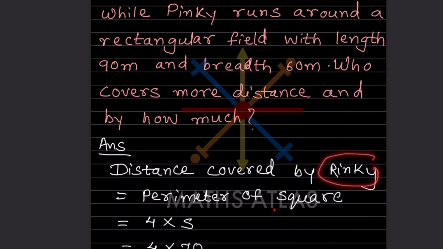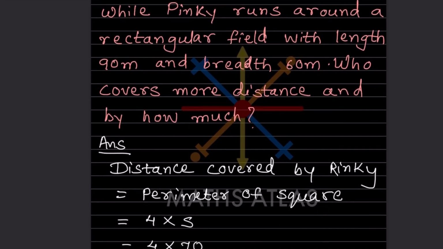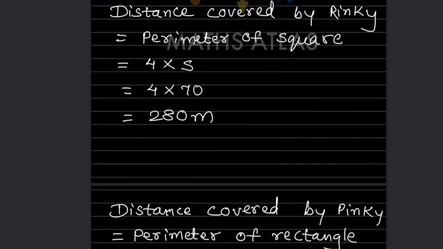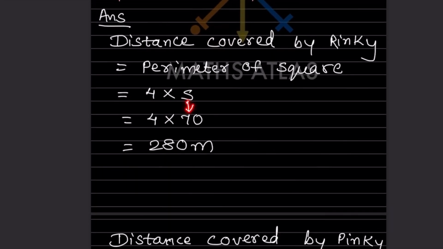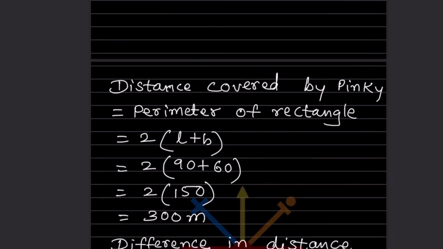So distance is, wherever she is, see this is a square field. So distance is nothing but the perimeter. So we will see the perimeter of the square. That is, you know, the formula is 4 into s, and the side is given, that is 70 meter. So in place of s we are going to write here 70 as it is. So that is 280 meter. This is for Rinky.